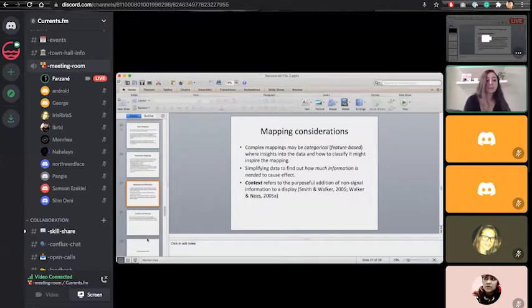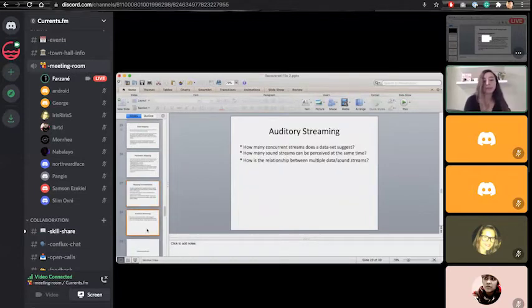Yes. And then auditory streaming, which is dealing with how many concurrent streams the data set suggests, and how we can show that so that they are all perceived at the same time, or whether we are more emphasizing the relations between these data sets and all of these sounds and streams. So this is called auditory streaming. You can read about it more.